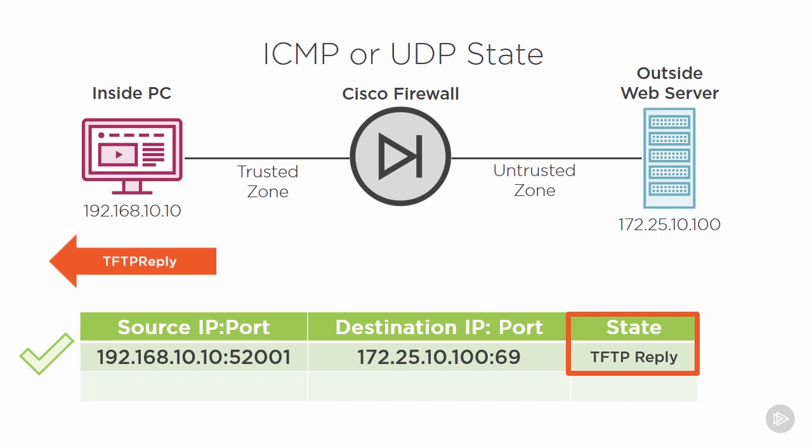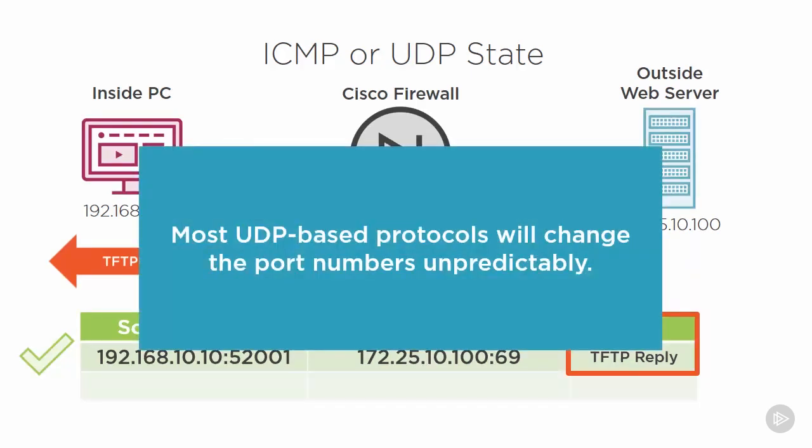If the application layer protocol you're using is using UDP at the transport layer, oftentimes they make very unusual decisions about how to deal with port numbers, and most UDP-based protocols will change the port number unpredictably. So you actually won't know, and you can't predict, what the port numbers are going to be. So we need other mechanisms to record in our UDP state tables for UDP-based protocols to allow the communication to come in and out securely.